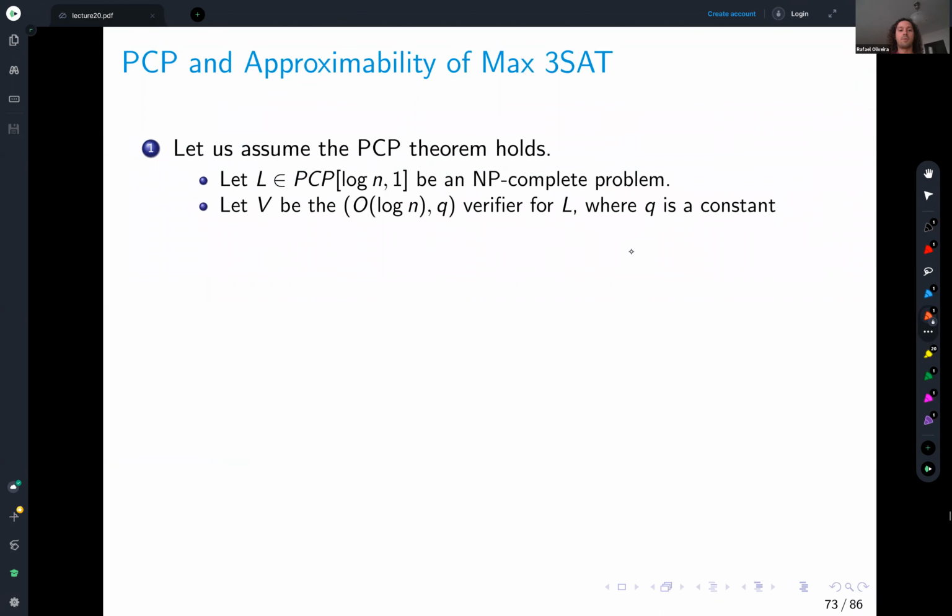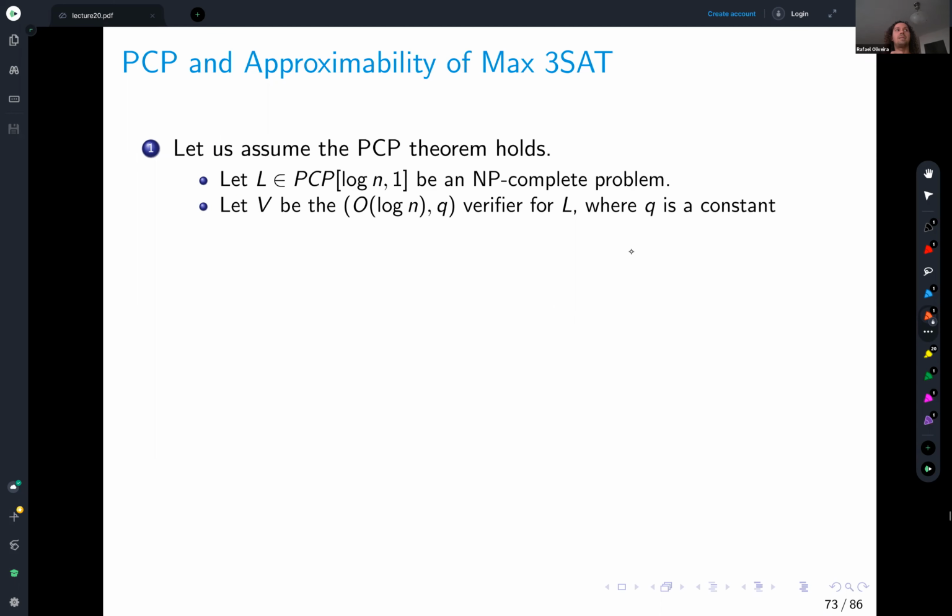So then let's go over the proof in the time that we have. Let's assume that the PCP theorem holds. If we assume that the PCP theorem holds, let's say that L in PCP(log n, 1) is an NP-complete problem. We know that PCP(log n, 1) is equal to NP, so let's take an NP-complete problem which is in the class.